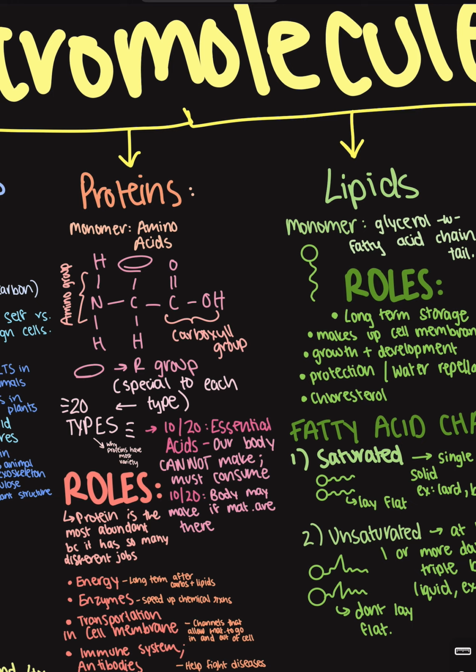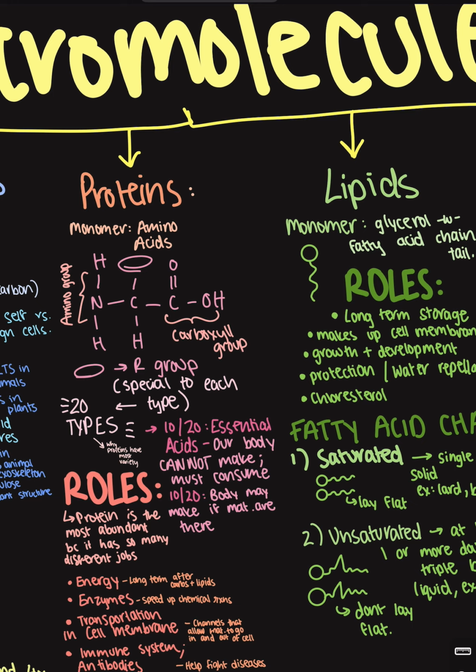There are 20 different types of amino acids found. 10 out of 20 are essential amino acids, which our bodies cannot produce and we need to consume them. The other 10 out of 20 our bodies may make if we have the materials. All the different types of amino acids have the same base structure, which is the amino group, the central carbon, and the carboxyl group. But what makes them unique is the R group, because it's special to each type of the 20.